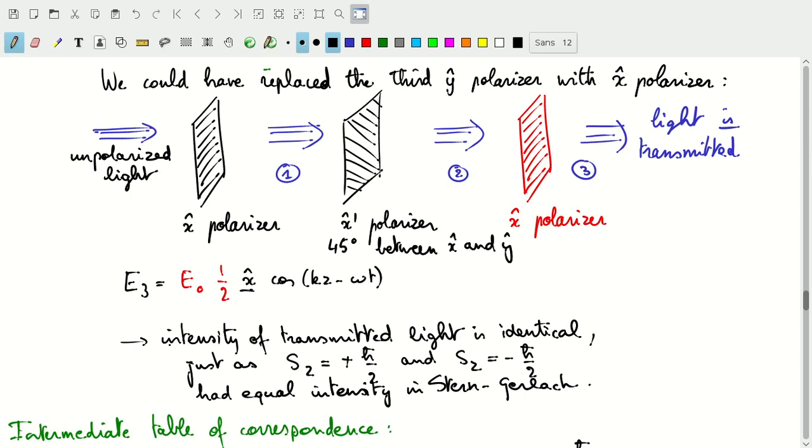So they're just the same intensity, so we've completely lost any measurement of SZ, or in this case, in the language of light polarization, we've lost the information introduced by this first polarizer, which forced the light to go into that one polarization state in the x direction.